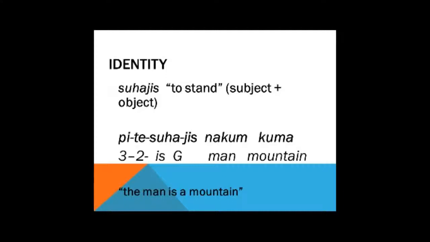Piche suhayis has a subject prefix and an object prefix. The subject is the man, which fits into noun class 3. The object is mountain, which fits into noun class 2. So you have piche suhayis, the verb proper, the subject nakum, and the object kuma. This is how this structure is used in Latropeth to express identity. Piche suhayis nakum kuma, which would translate as the man is a mountain. We've basically kept in line with the general word order of Latropeth, which is verb, subject, object.